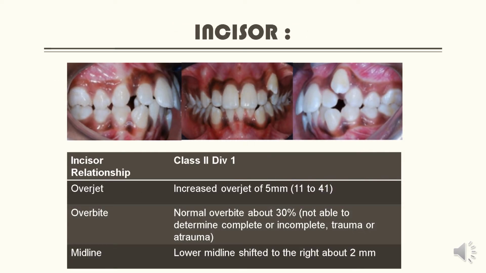This is the photo of the teeth in occlusion. She has a class 2 division 1 incisor relationship with an increased overjet of about 5 mm, measured from 1/1 to 4/1. However, this patient has a normal overbite of about 30%. I cannot assess whether the overbite is complete or incomplete, traumatic or not, based on the picture above. The lower midline is shifted to the right by about 2 mm.